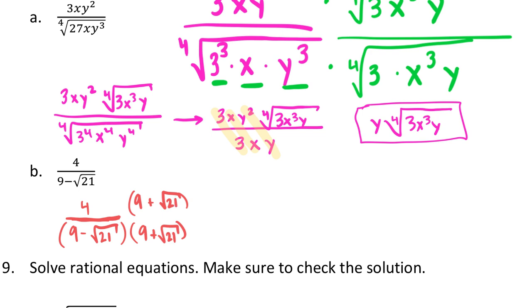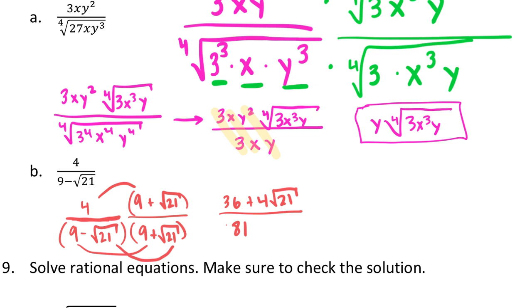Okay, so then I just do my multiplication and my distributing. So I have 4 times 9 is 36. 4 times the square root of 21 is 4 square roots of 21. On the bottom here I have 9 times 9 is 81. And the square root of 21 times the square root of 21 is 21. Negative 21. So we've got 36 plus 4 square root of 21 divided by 60.